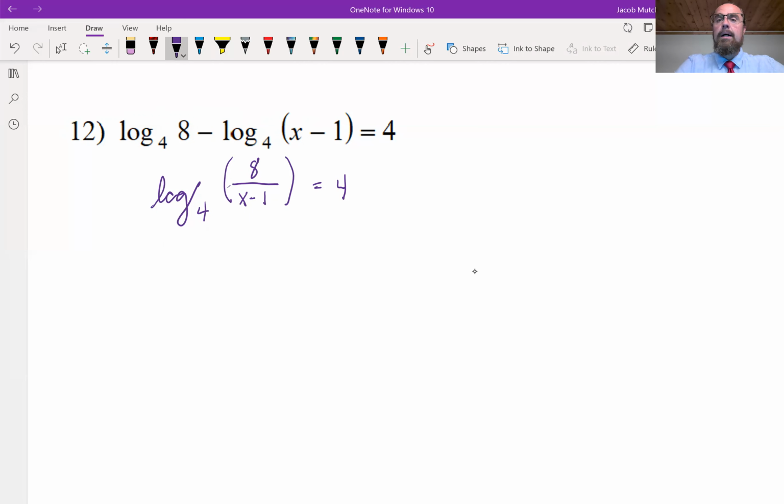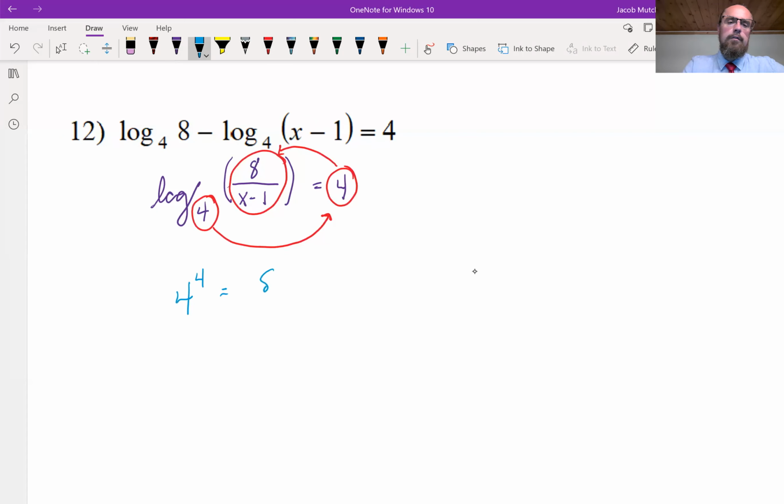Once I've combined my two log statements, in this case they were a difference, so it converted to a quotient, I can again convert the whole logarithmic equation to an exponential. Again, 4 to the power of 4 is going to equal the argument 8 over x minus 1. We'll make the conversion here below. 4 to the 4th equals 8 over x minus 1. So we just saw 4 to the 4th power is 256, equals 8 over x minus 1.